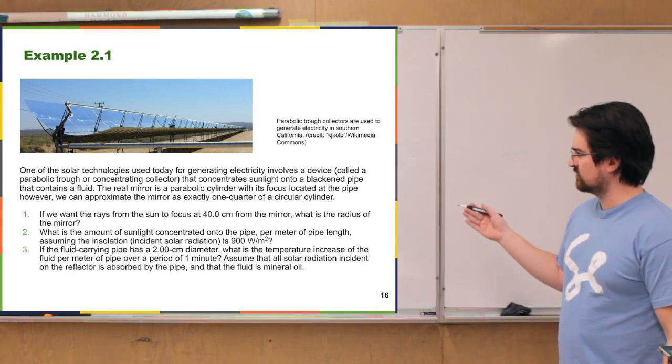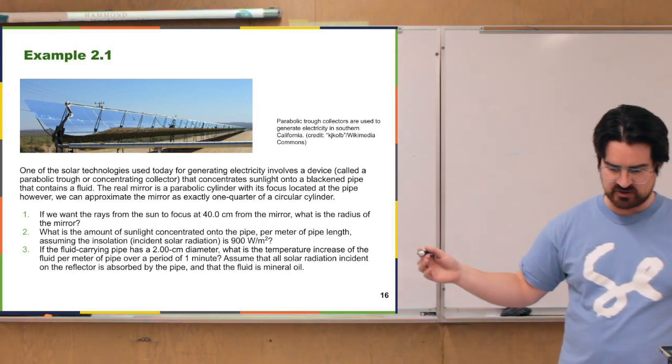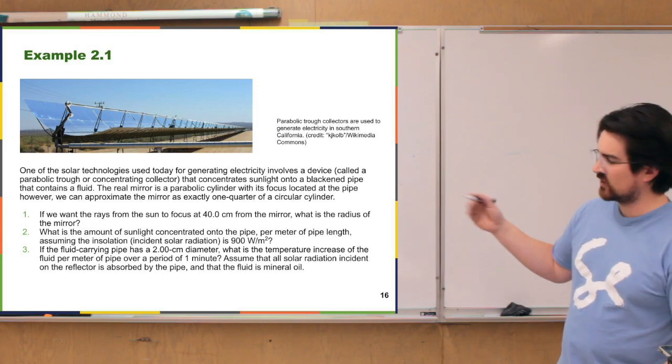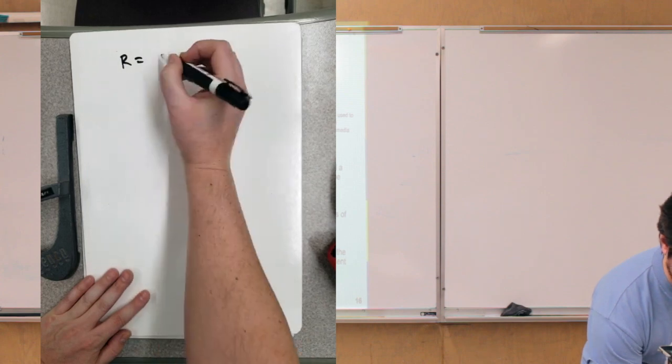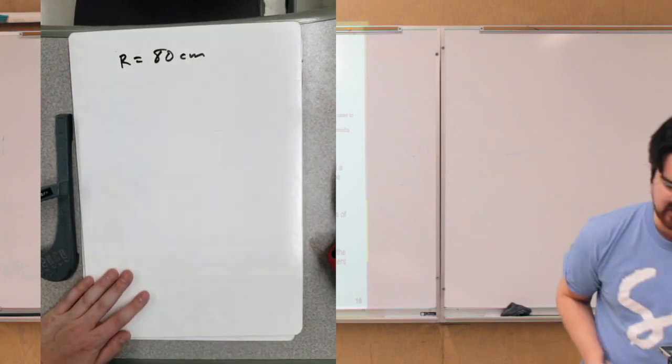Okay, so what's the radius of the mirror? Pretty easy to remember. The radius is twice the focal length, or the focal length is half of the radius. So the radius is just going to be 80 centimeters.